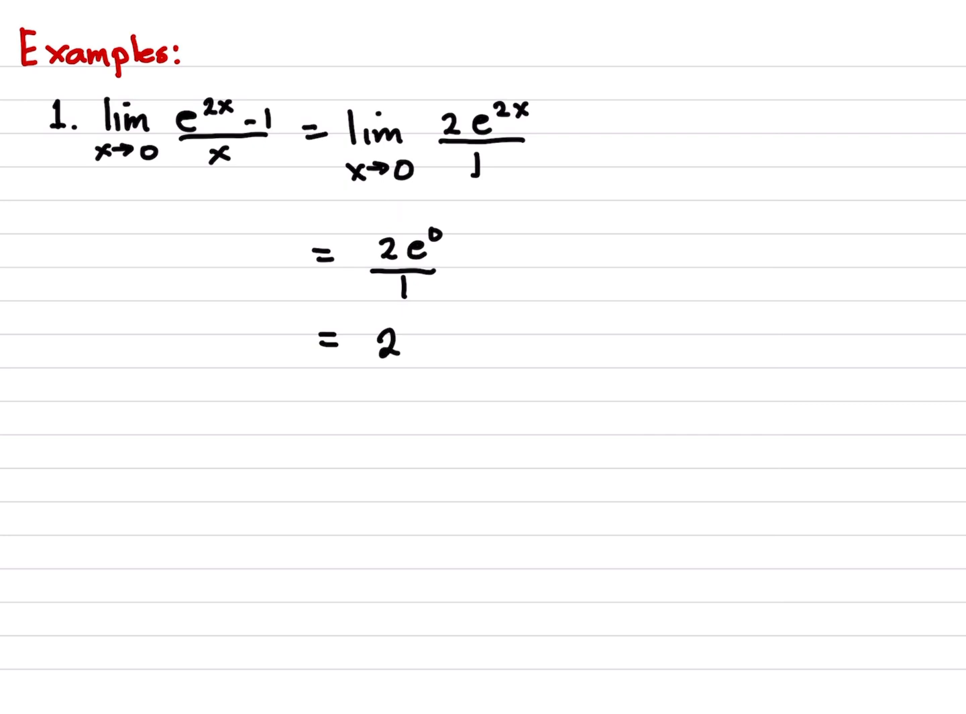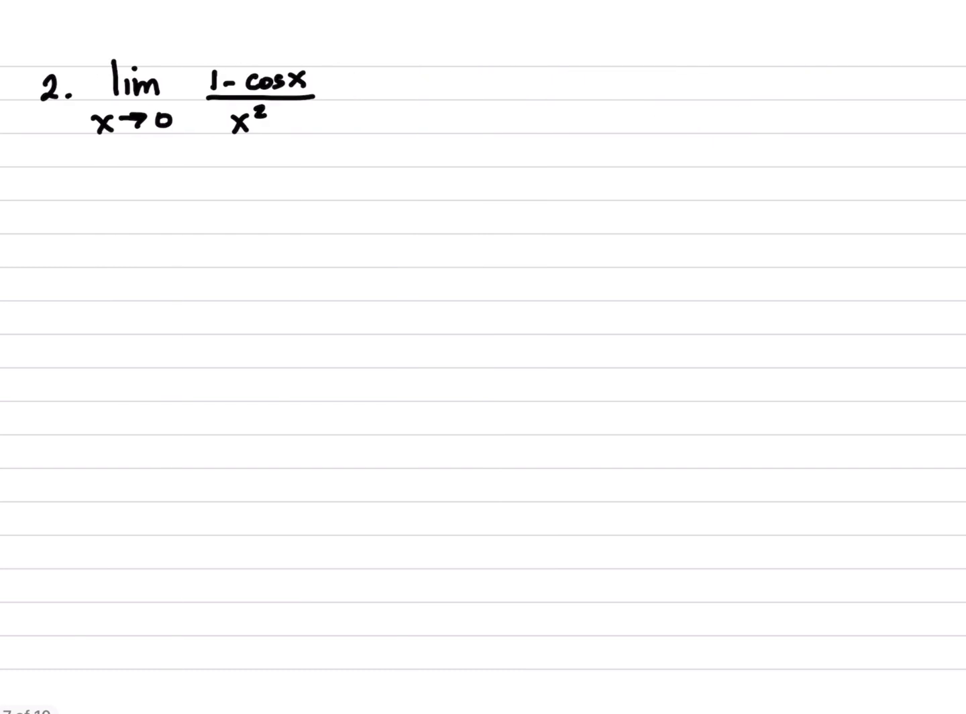Now we proceed to example number 2. The limit of 1 minus cosine x over x squared as x approaches 0. By direct substitution, again, we shall end up with 1 minus 1 over 0 squared, or the indeterminate form 0 over 0, which means that we have to apply the L'Hopital's rule to evaluate this limit.